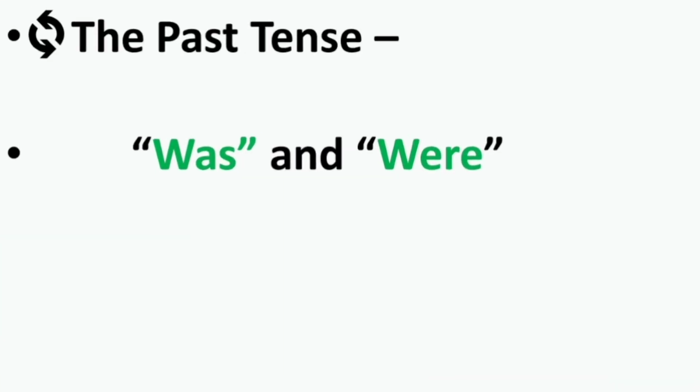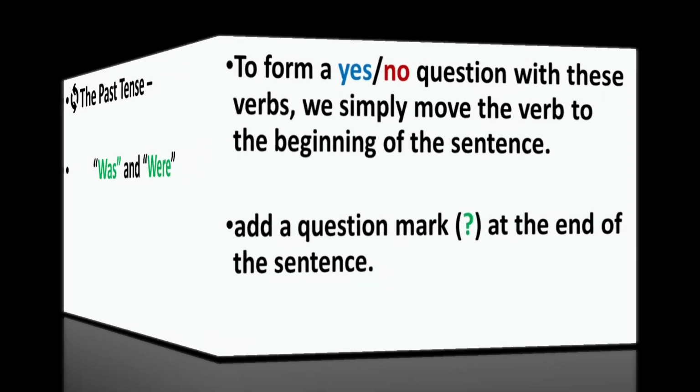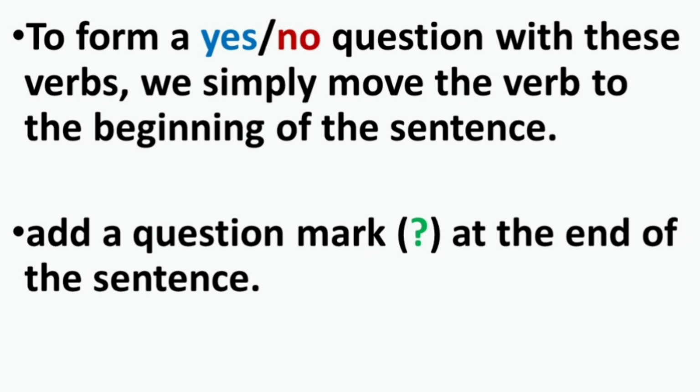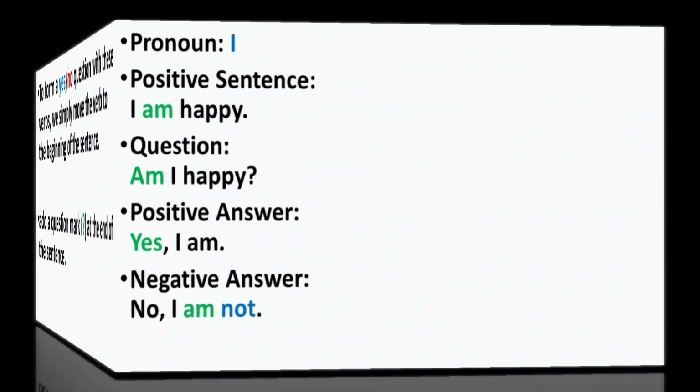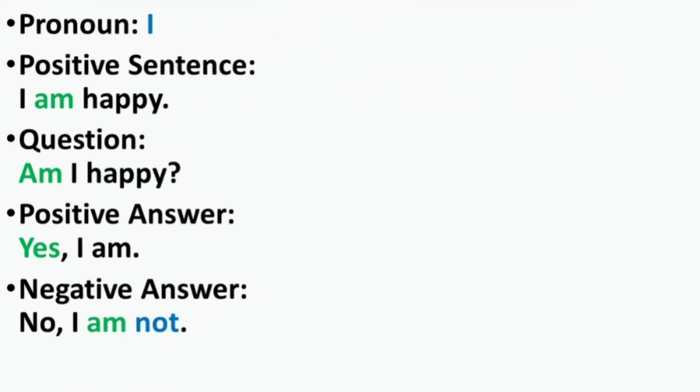As we studied in the previous lesson, the present forms of the verbs to be are is, am, are, and for the past tense we use was and were. Now, dear students, to form yes-no questions with these verbs, we simply move the verb to the beginning of the sentence. Also, don't forget to add a question mark at the end of the sentence. Let's go over some examples with each subject pronoun.